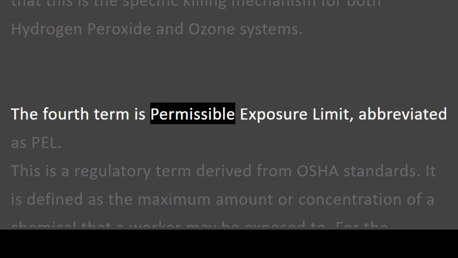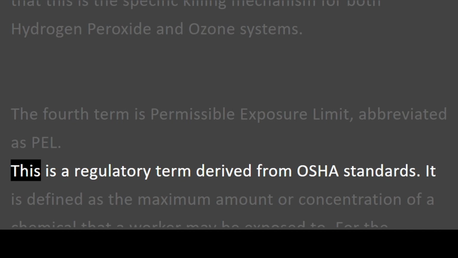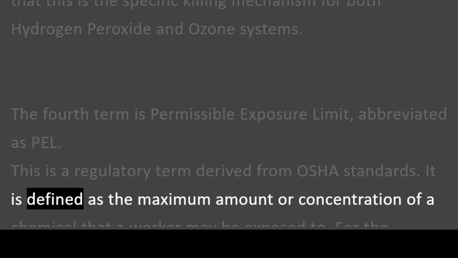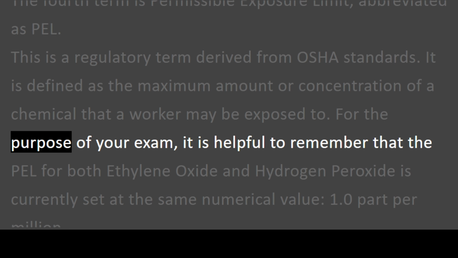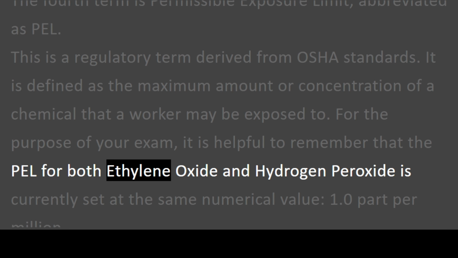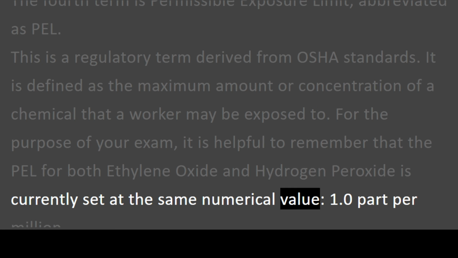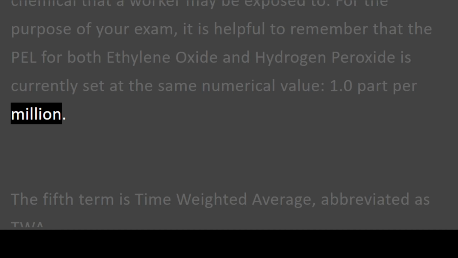The fourth term is permissible exposure limit, abbreviated as PEL. This is a regulatory term derived from OSHA standards. It is defined as the maximum amount or concentration of a chemical that a worker may be exposed to. For the purpose of your exam, it is helpful to remember that the PEL for both ethylene oxide and hydrogen peroxide is currently set at the same numerical value, 1.0 part per million.